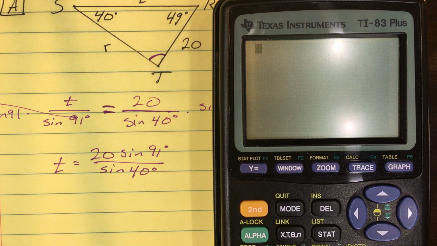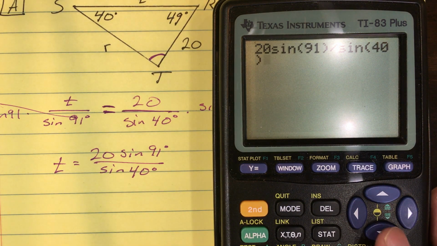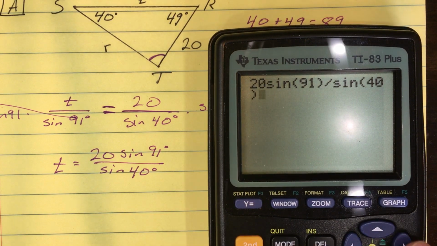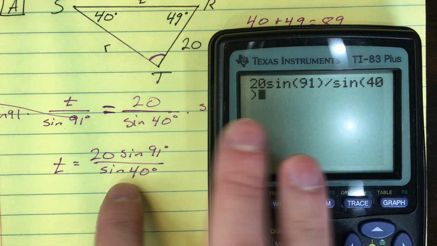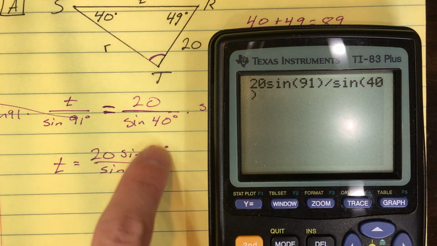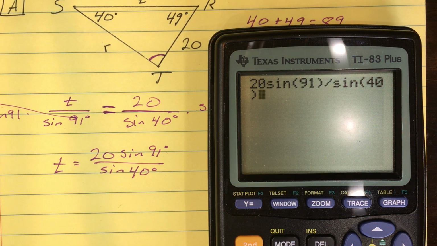So I'm going to type in 20 times sine of 91 divided by sine of 40. You do want to be careful with order of operations. With this, it's going to multiply those two things first and then divide, which is exactly what I wanted to do. I wanted to multiply the numerator first and then divide by sine of 40.